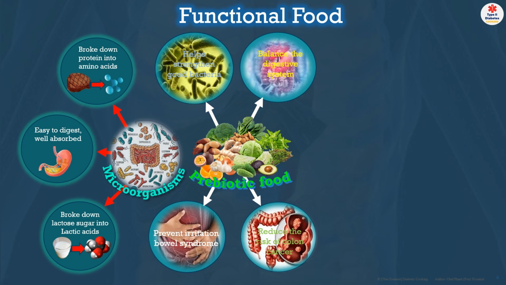And then you talk about prebiotic food. Prebiotic food is something clean, something that you eat first, and it comes with certain kinds of bacteria that help balance your digestive system. You've got fiber and all these nutrients that help prevent irritation of the bowel system, because this is pretty much friendly fiber. All the fiber that you eat from fruit and vegetables will help reduce the risk of colon cancer.